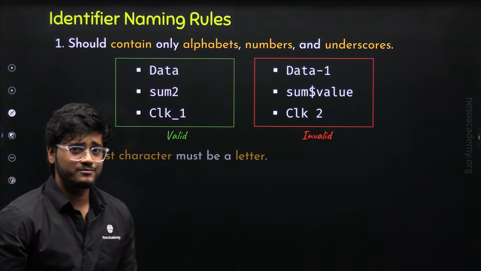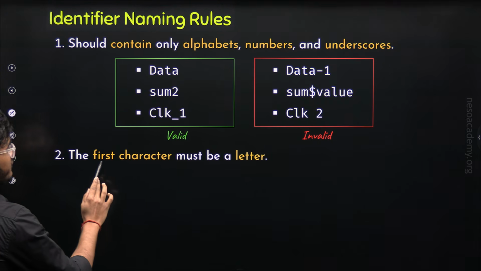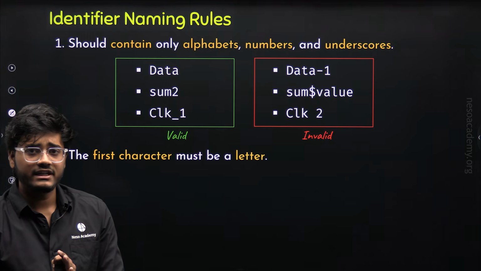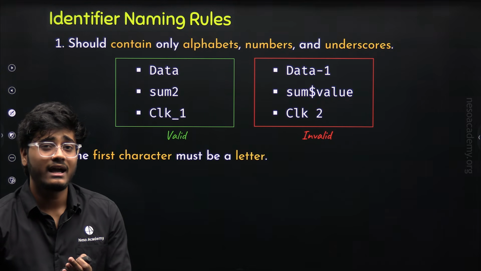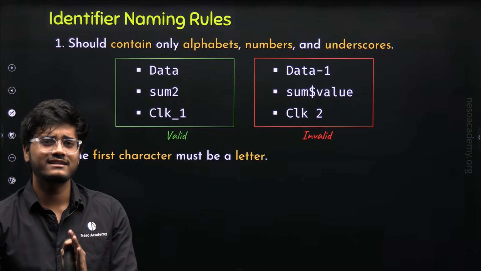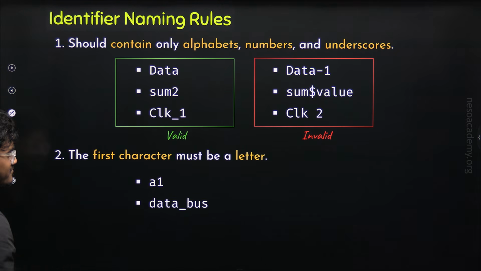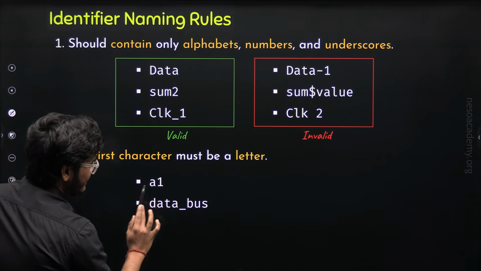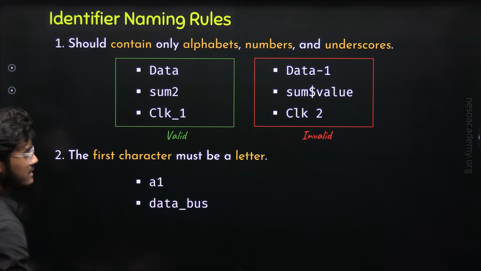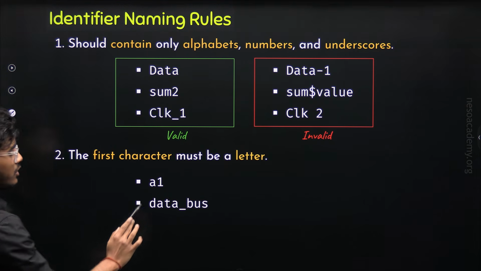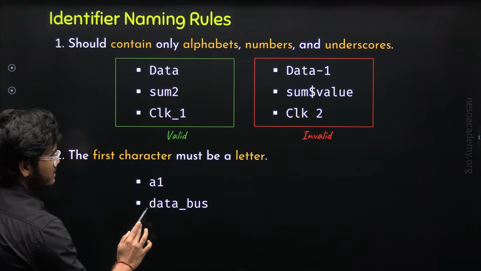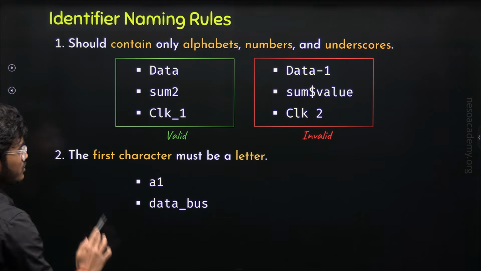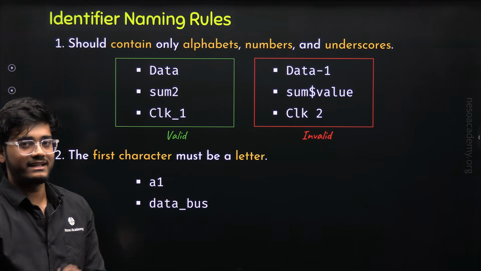Let's see the second rule, which says the first character must be a letter. Means an identifier's name should start with an alphabet. Let's understand this using a few examples. Now, in this example, the first one is starting with a letter, A1. The second example is also starting with a letter D, which is data_bus. Therefore, as per the second rule, these examples are valid.